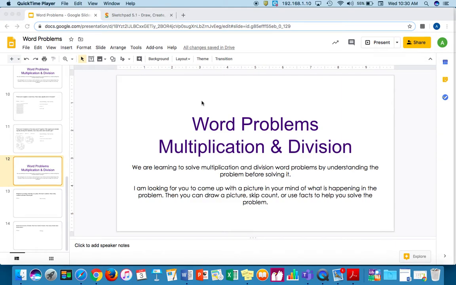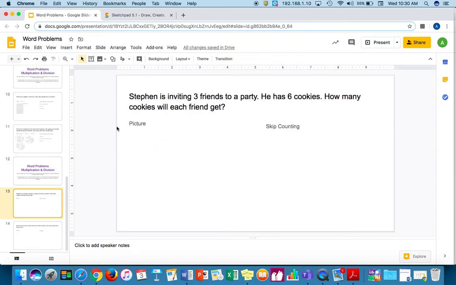For math, we are learning to solve multiplication and division problems by understanding the problem before solving it. I'm looking for you to come up with a picture in your mind of what's happening in the problem. Then you draw a picture, skip count, or use facts to help you solve that problem. Remember, when we are solving word problems, we need to make sure that we fully understand the problem and what the problem's asking before we try to solve it. We want to come up with a picture in our minds.